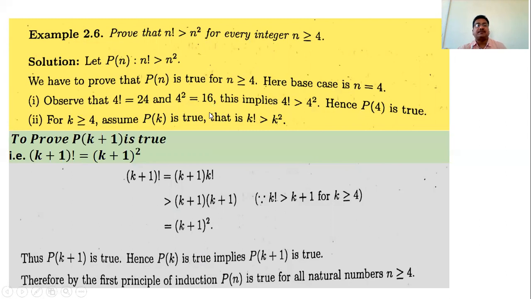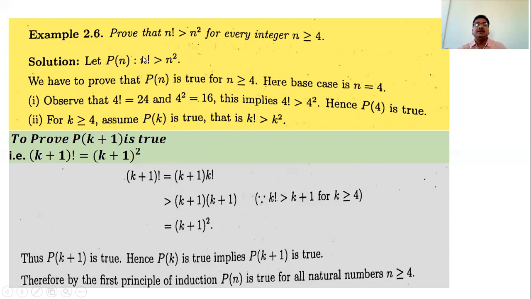This is the first step of the first principle of mathematical induction. That is, either prove the result is true for n equal to 1 or 2 or 3 or 4 or 5, or any natural number. Then in the second step, assume the result Pk is true, that is, the result is true for n equal to k. This is our induction hypothesis: k factorial is greater than k square.